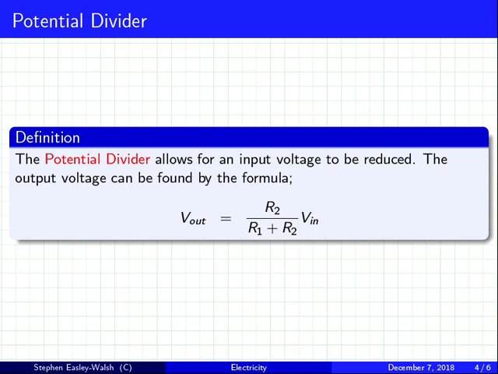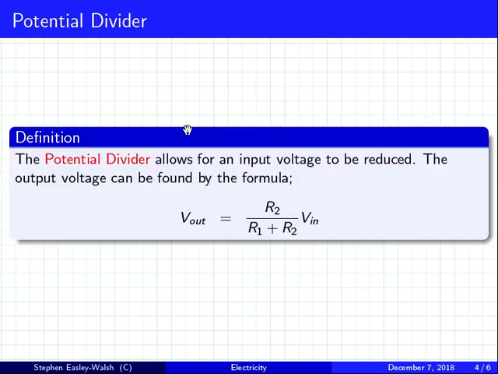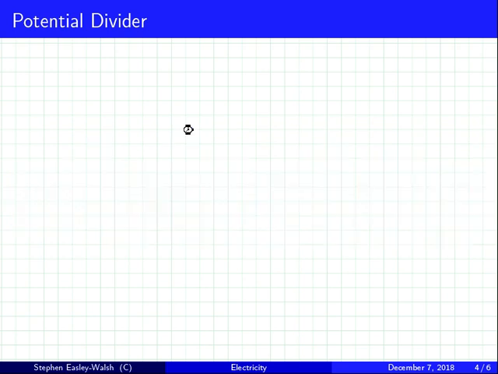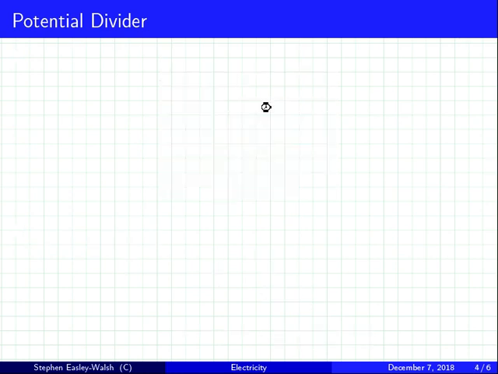Alright, continue. Right, so here's our example. You have a circuit and you need 11 volts. However, the main supply is 220 volts. So you have 220, but you want 11. You have a 10 milliohm and an X milliohm resistor. In the picture here, this one is the X and this one is 10 milliohms.